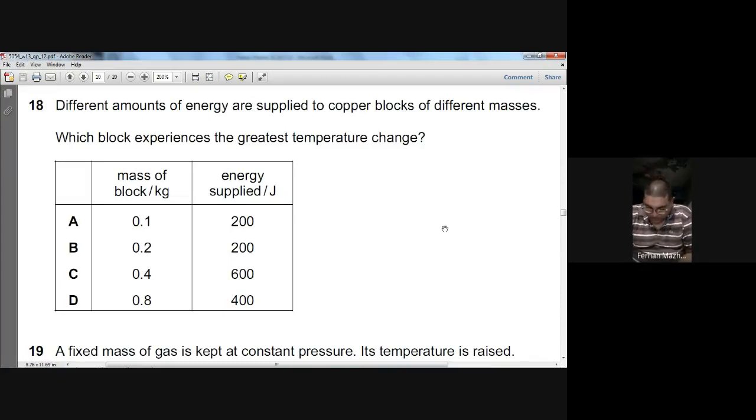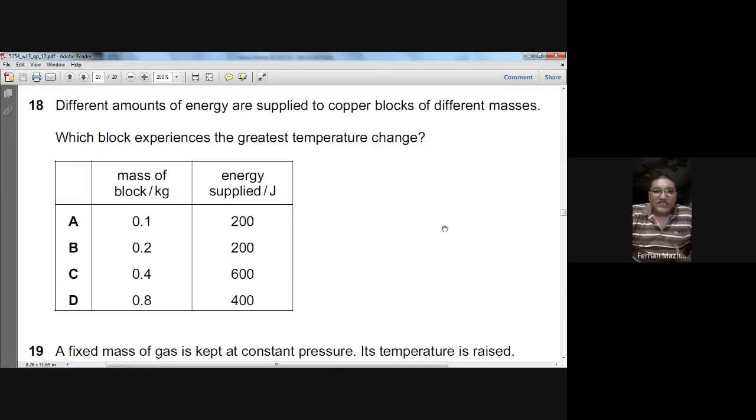And you know, if the change of temperature is involved, for the relationship between the heat, the mass, and the change in temperature, we have a formula. Heat is equal to mcΔθ.